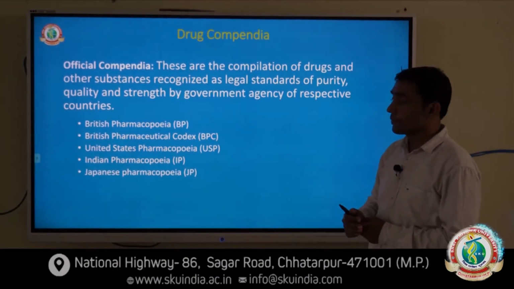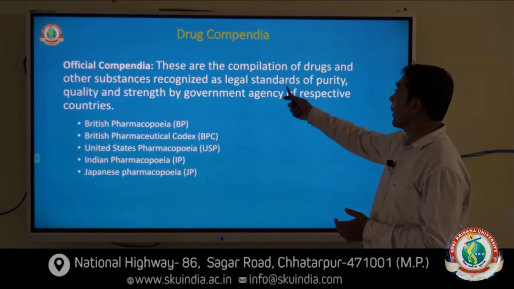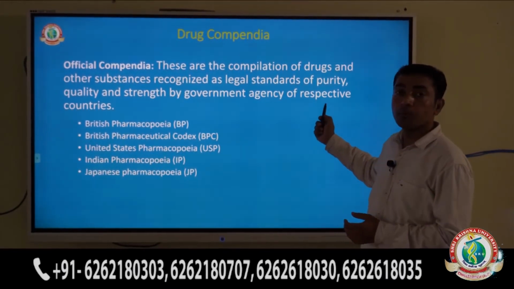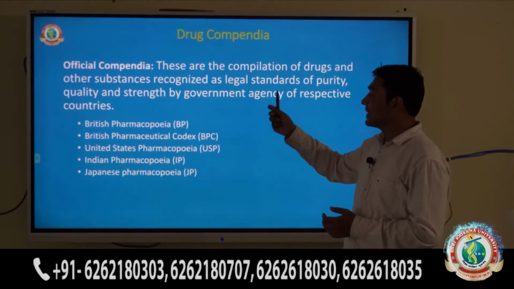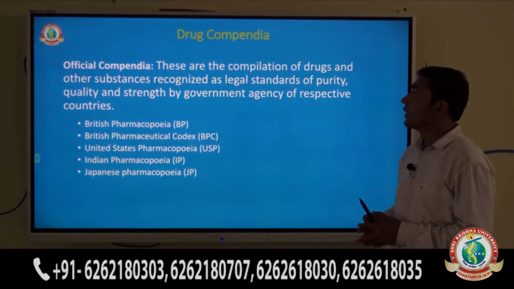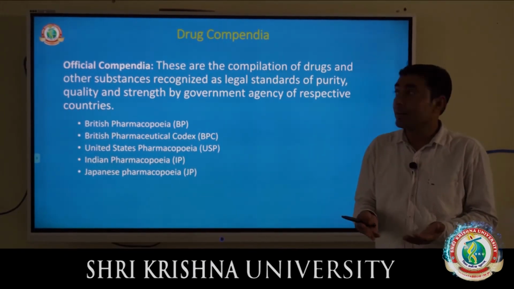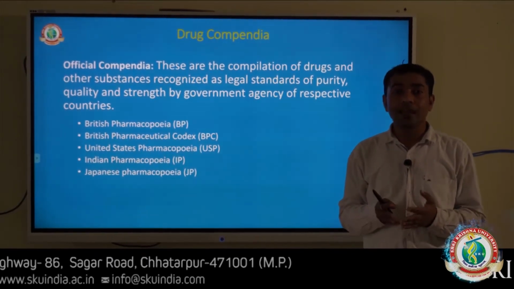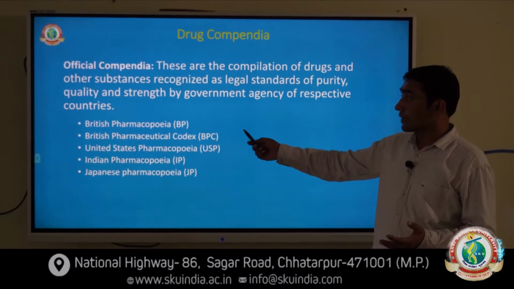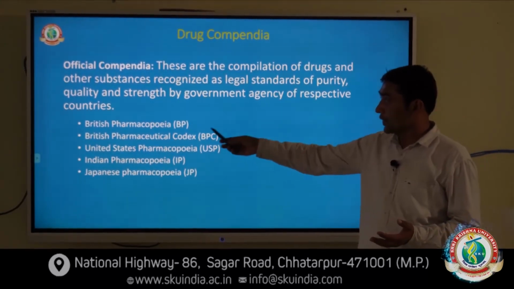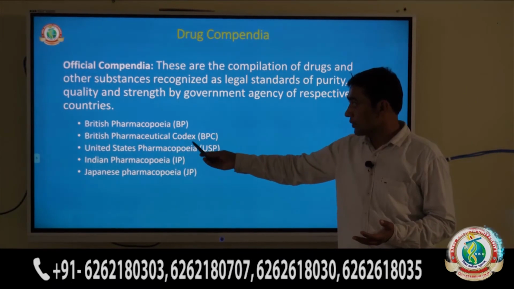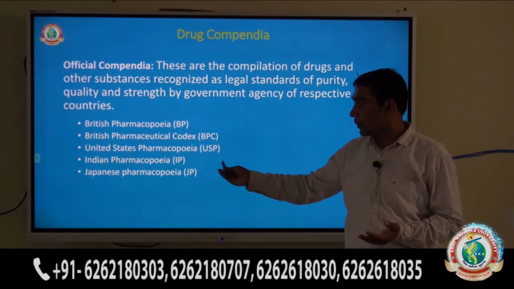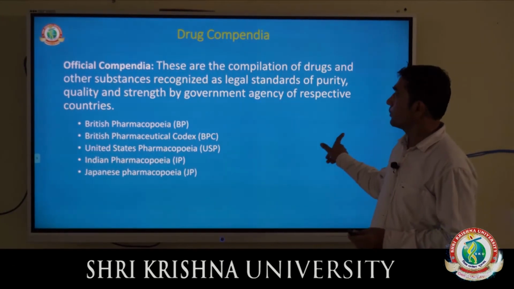Next are the drug compendia. Official compendia are compilations of drugs and other substances recognized as legal standards of purity, quality and strength by government agencies of the respective countries. As I told earlier, drug compendia are the combination of the formularies and the pharmacopoeia. These are examples of different drug compendia: British Pharmacopoeia (BP), British Pharmaceutical Codex, United States Pharmacopoeia (USP), Indian Pharmacopoeia and the Japanese Pharmacopoeia.